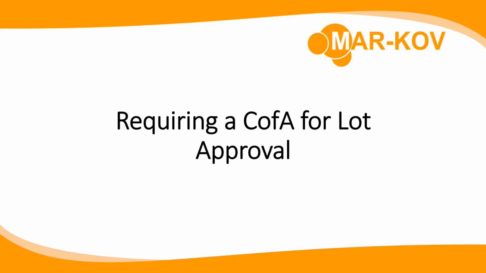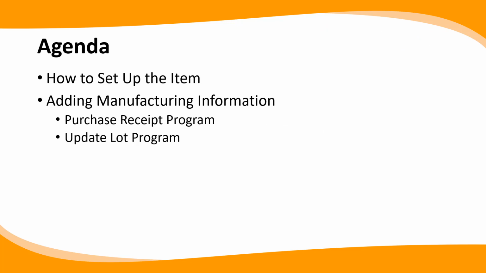In today's video, we're going to cover how to require a C of A for lot approval and what information is required in order to attach a C of A to a lot in order to approve it. Our agenda for today will cover how to set up the item to require a C of A for lot approval and how to add the required manufacturer information in order to attach a C of A to a lot. In this, we're going to learn how to add the manufacturing information from the purchase receipt program, as well as the update lot program. Let's get started.